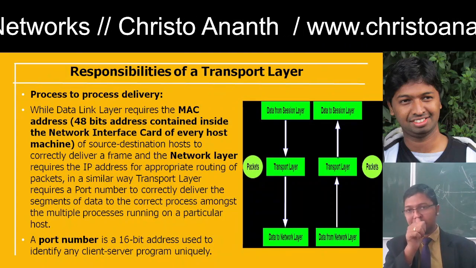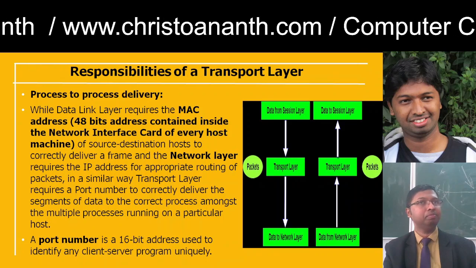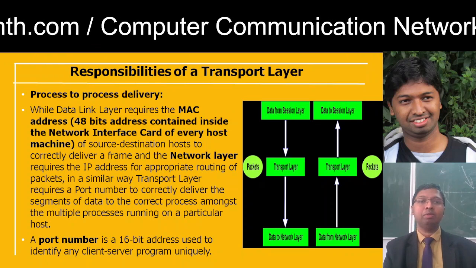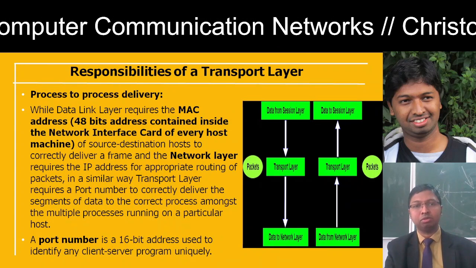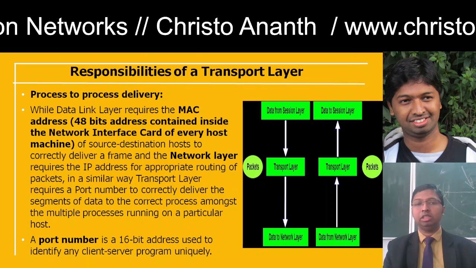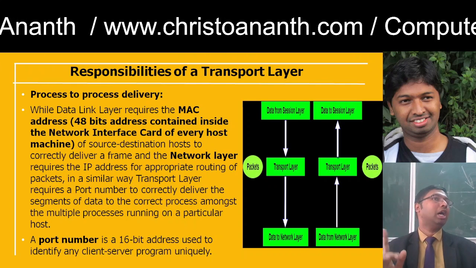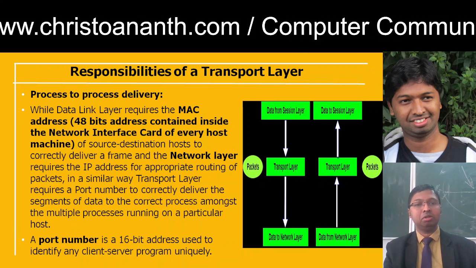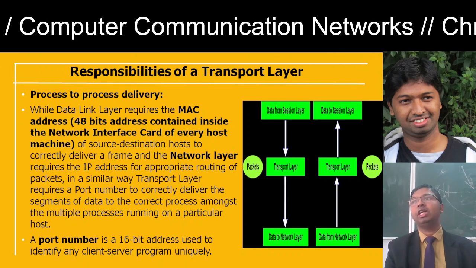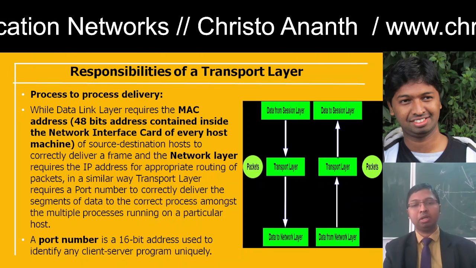So here are the responsibilities of the transport layer. First, process-to-process delivery. It is an end-to-end layer, as I told you. The data link layer requires the MAC address, a 48-bit address in the NIC of every host machine, and the network layer requires an IP address for appropriate routing. The transport layer requires a port number to deliver the segments of data to the correct process among several processes.